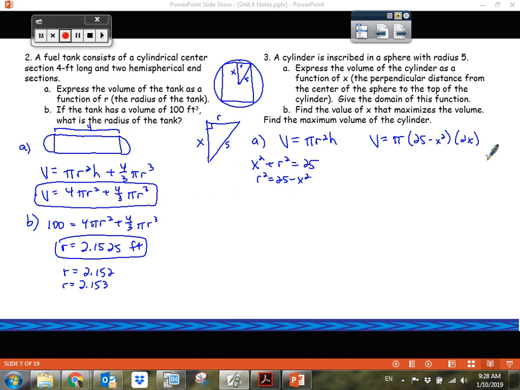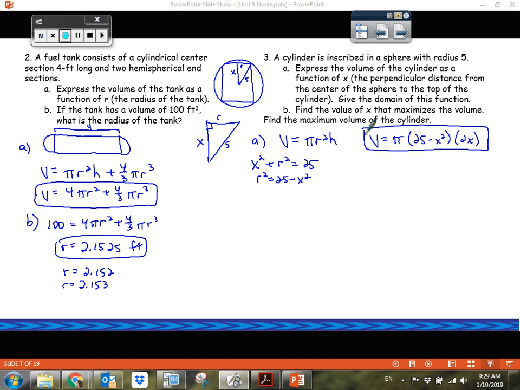You can multiply it out if you want to. You can leave it factored if you want to. It doesn't matter to me, whichever you prefer. I'll just leave it factored. Why not? Let's just leave it like that. Okay, so that's our volume. Now they want us to give the domain.